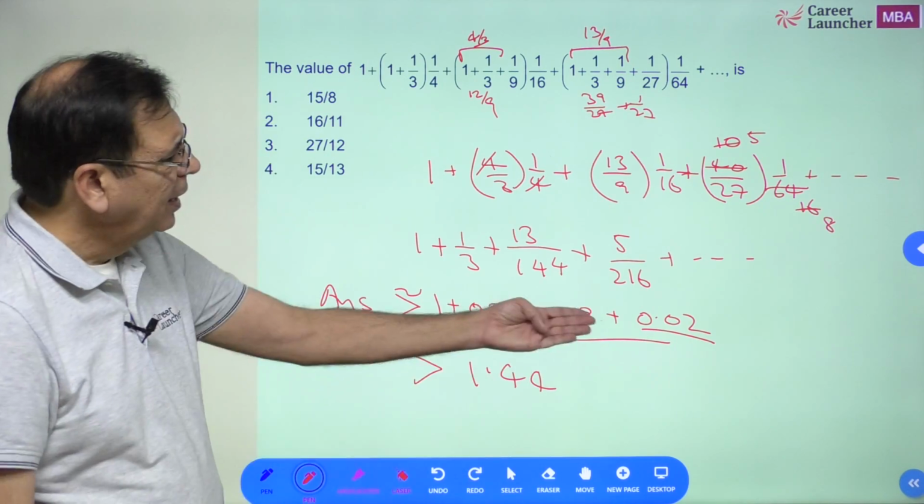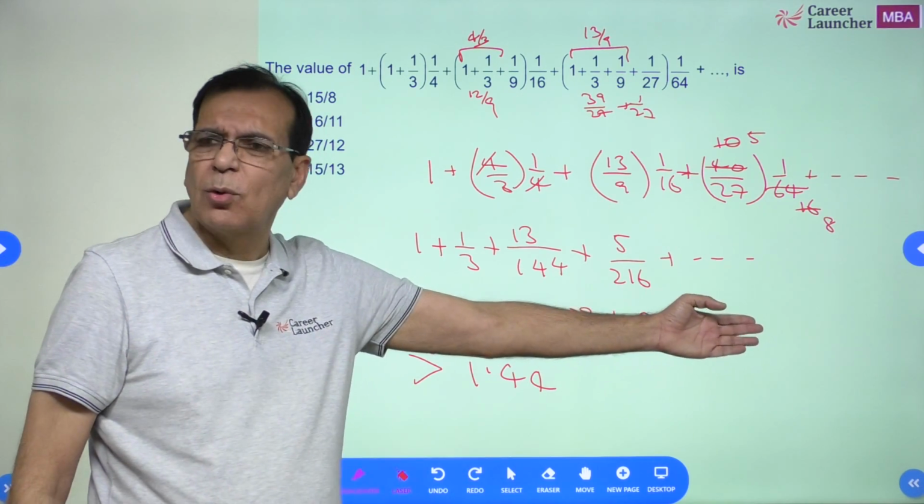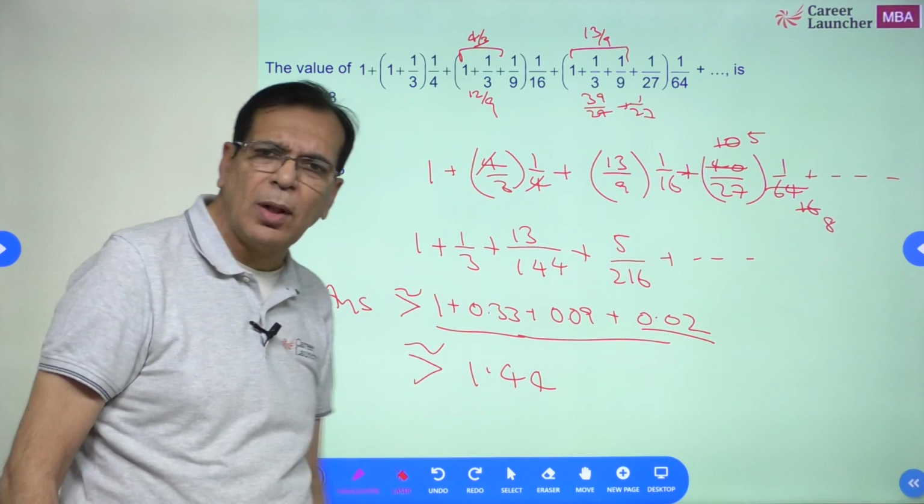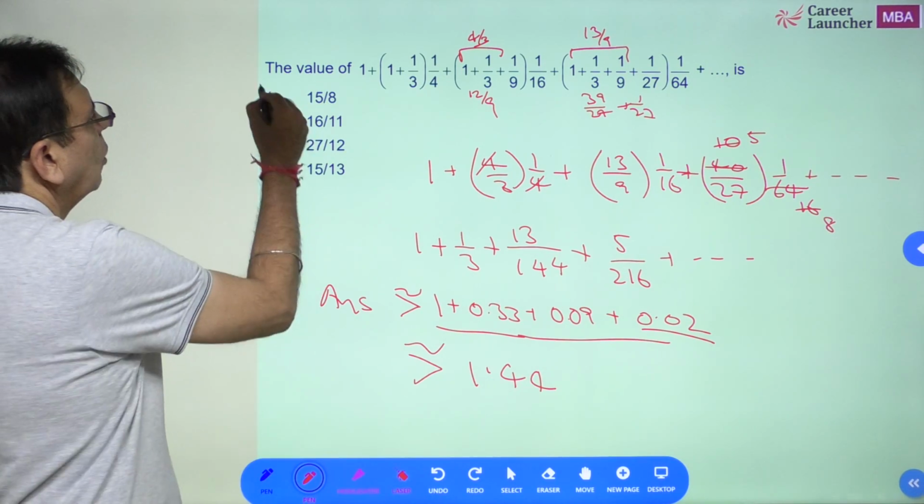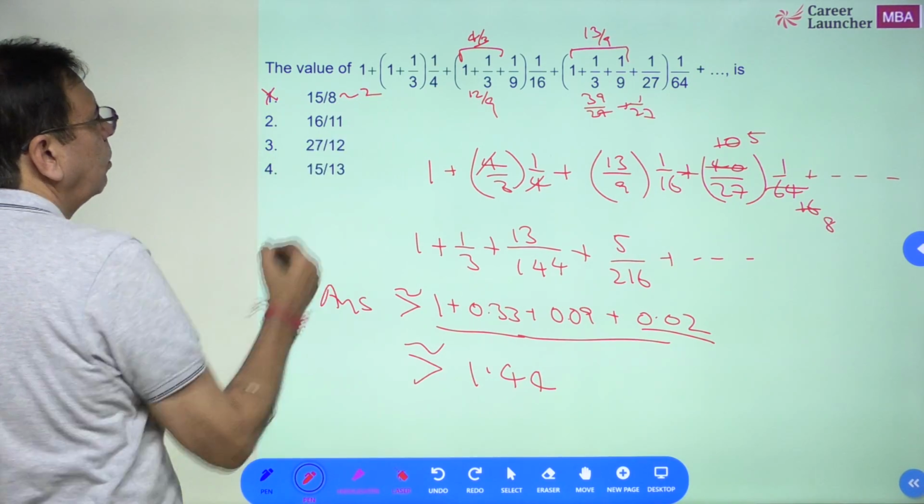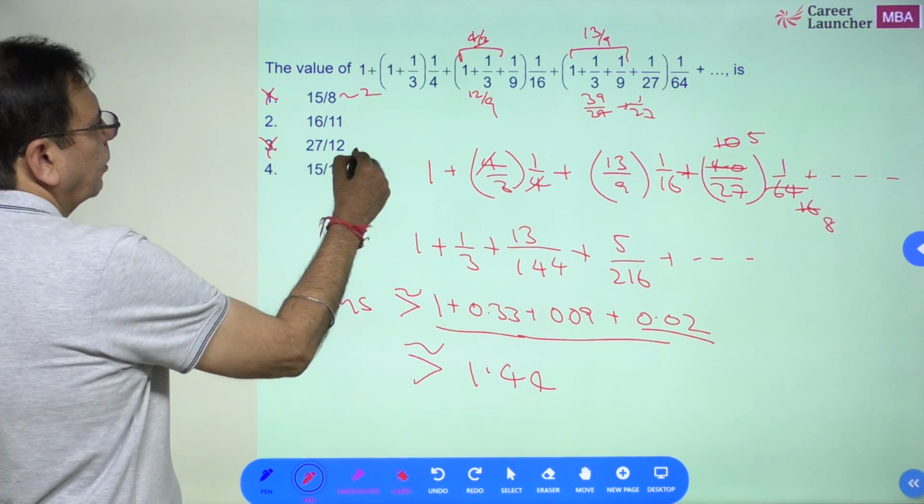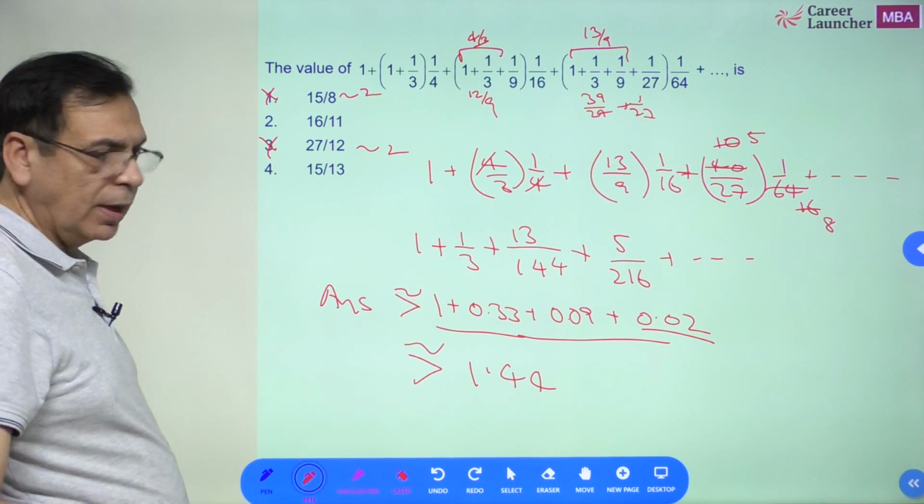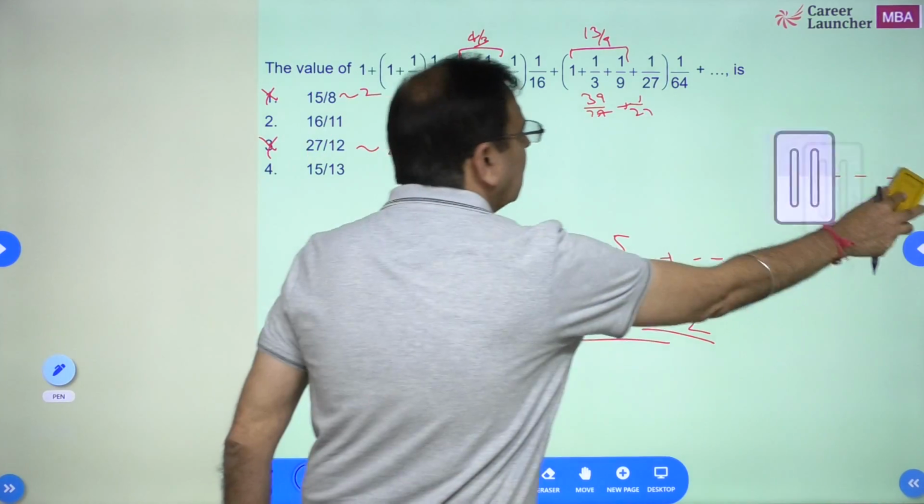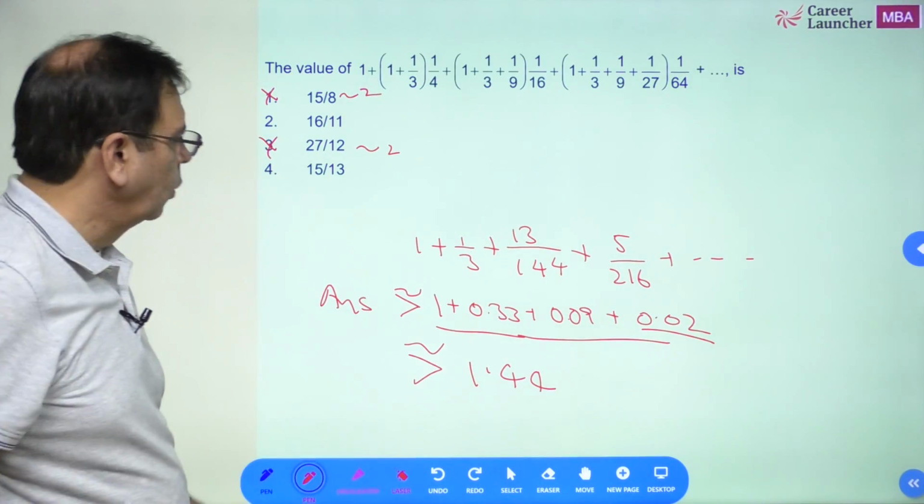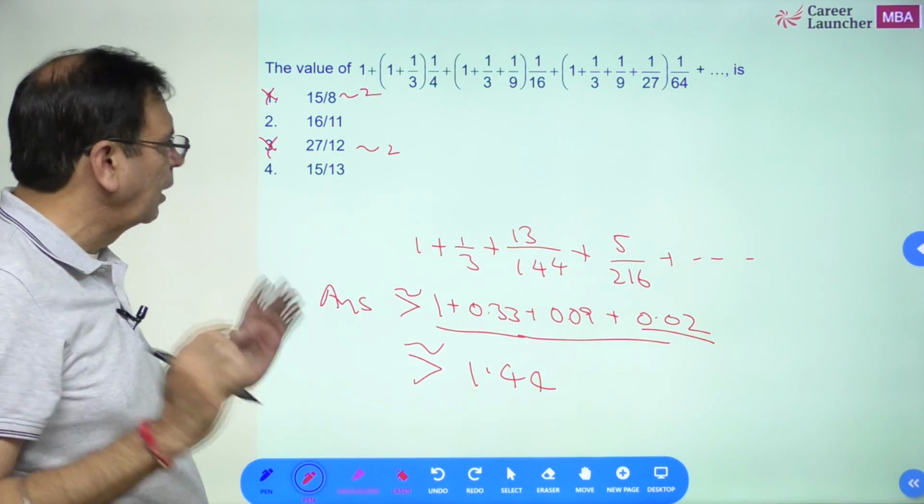Marginally greater, because this is 0.02, so the rest will be 0.00 something. All these values will be so small you can ignore them. Wrong. This is approximately equal to 2. This is also wrong. This is approximately equal to 2. So we are looking for a value which is approximately 1.44, or slightly more than 1.44.